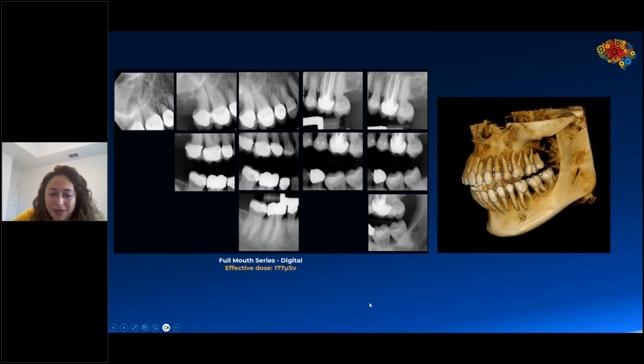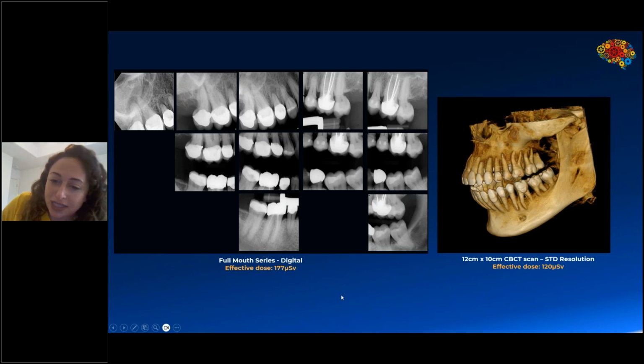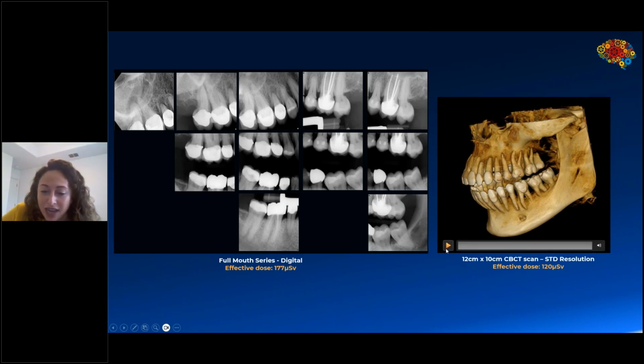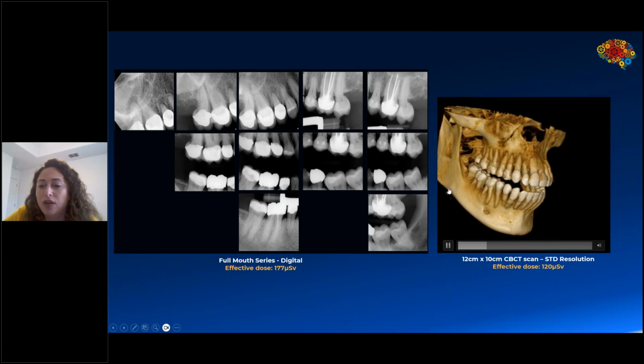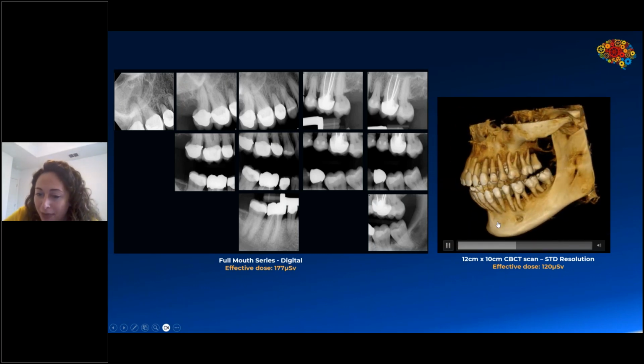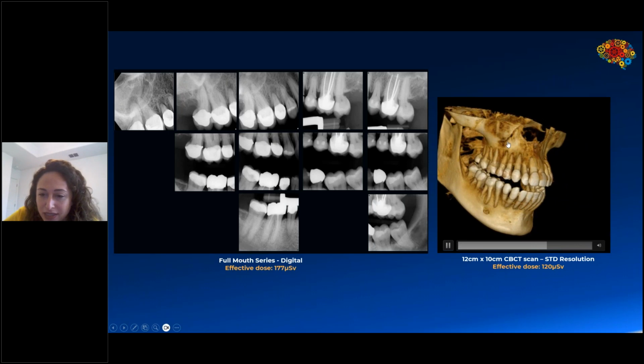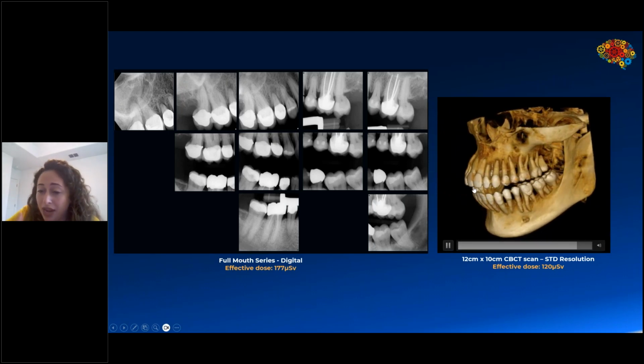So in a full mouth series, the effective dose is 177, whereas if we take a medium field of view, 12 by 10 of the mandible and maxilla, where you'll get part of the sinuses and both rami, the effective dose is 120 at standard resolution. So the effective dose on CBCT will vary. It will vary depending on the resolution you're picking, the field of view, the patient size. There are a lot of factors when it comes to the effective dose on CBCT.